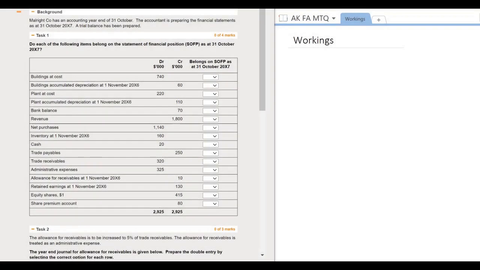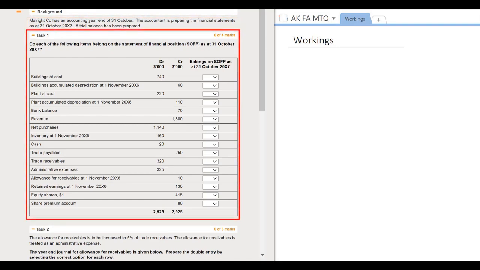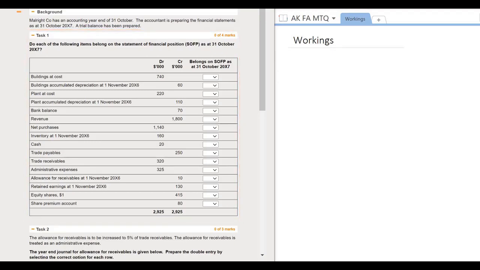In this question, you have multitask requirements, all of which are testing topics that surround the preparation of year-end financial statements. The background information reveals that Malwright Co. has an accounting year-end of 31st October and that the accountant is preparing the financial statements as at 31st October 20X7. Your very first task is to think about the list of items that have been presented in the trial balance and to establish whether they belong on the statement of financial position for the year end 31st October X7.